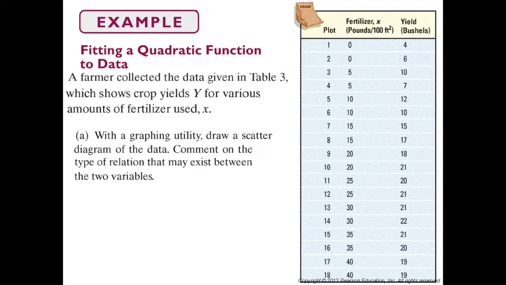Stat, edit. This is the x list. The fertilizer is going to be your x list. The yield is going to be your y list. So list 1 is the fertilizer. List 2 is the yield. Okay.